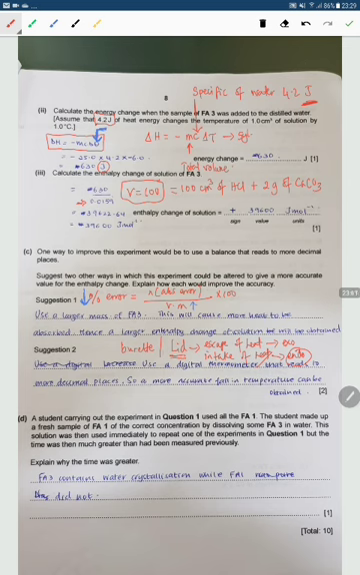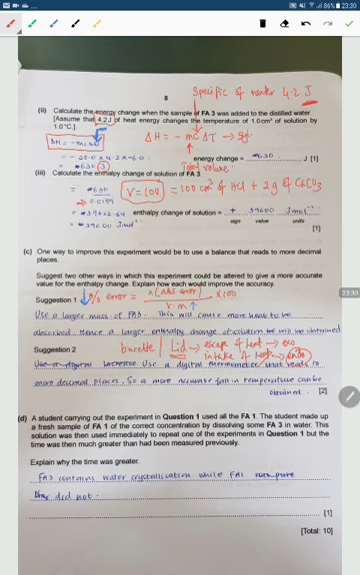In some endothermic processes, I have seen in the past students writing place a lid, and the reason was to prevent the loss of heat. That was a mistake. So you place a lid for an endothermic process to prevent the absorption of heat from the surroundings. Question number D. A student carrying out the experiment in question 1 used all the Fe1.